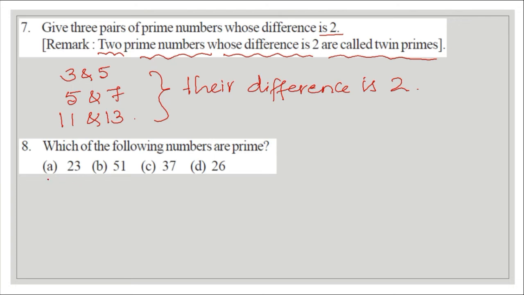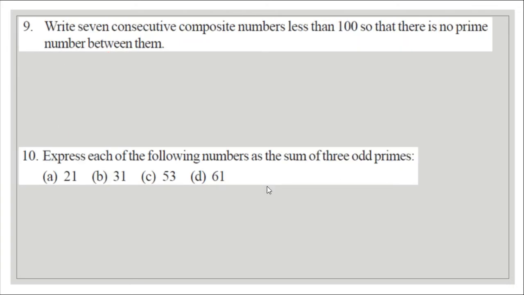Question number 8. Which of the following numbers are prime? 23 is a prime number and 37 is a prime number. The remaining two numbers, 51 is not prime and also 26 is not prime. Let's look at the next question.